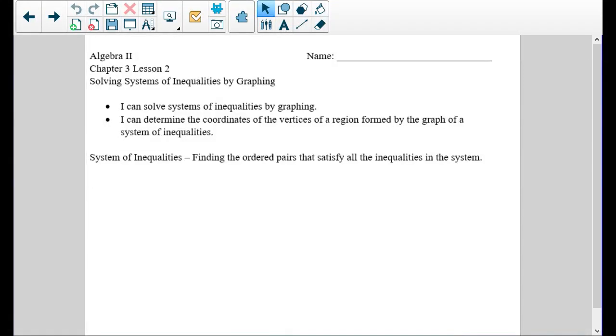Chapter 3, Lesson 2. So we did linear systems solving, and we solved by graphing. Now we're going to take a look at inequalities. Now the inequalities, again, has to satisfy all the inequalities in the system.